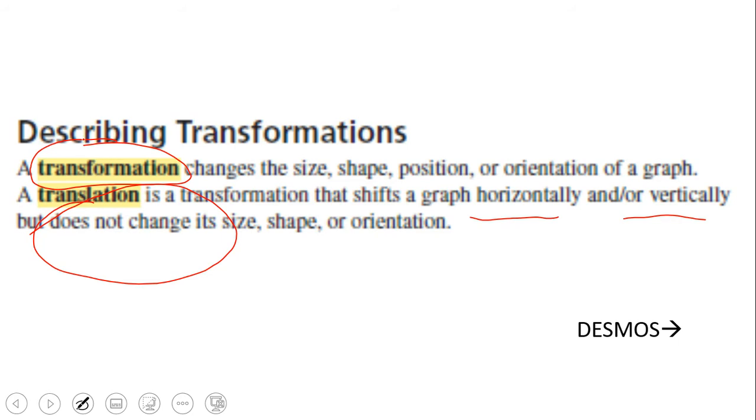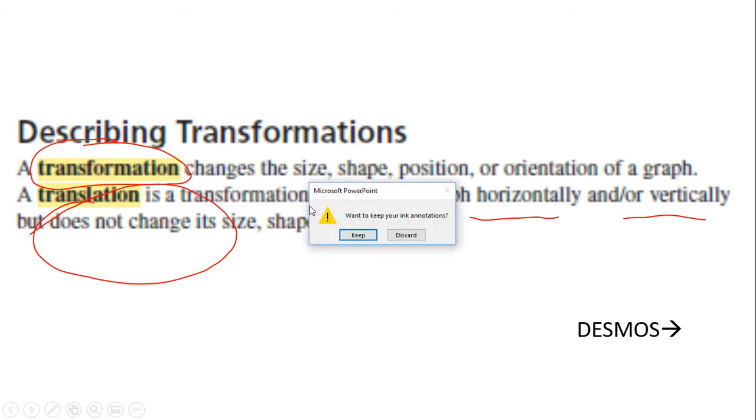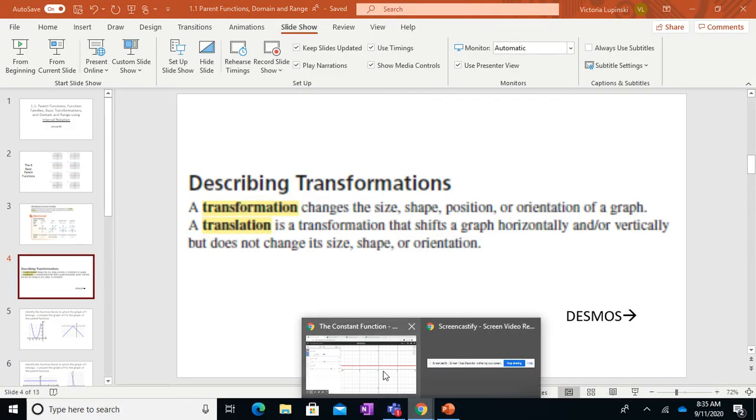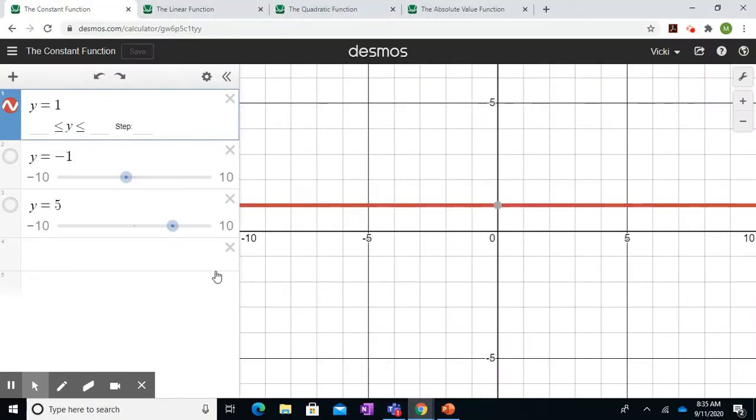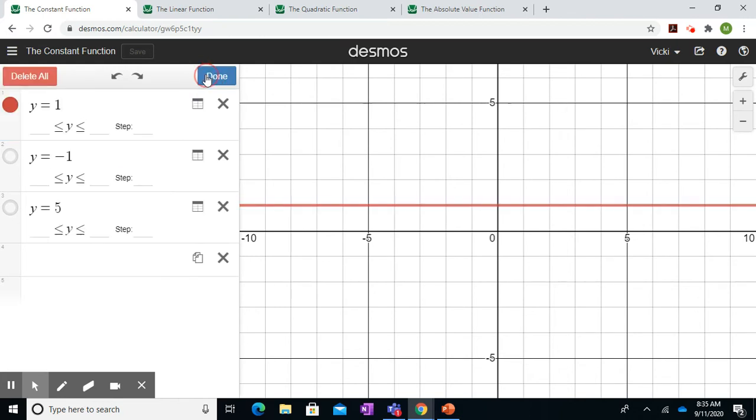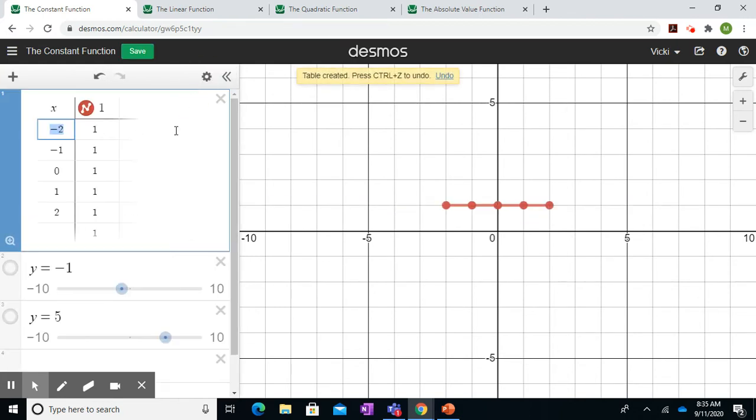So transformations are going to be a huge part of this year, and we are going to see it in many different ways. So I'm going to go ahead and pull up some graphs here for you, the 4 parent functions in particular. So starting off with the constant function, this is the function y equals 1. If we want to know where that function came from, well, here's a table. I'm going to plug in a couple of x's like -2, -1, 0, 1, and 2. And no matter what I plug in, all I can get out is 1.